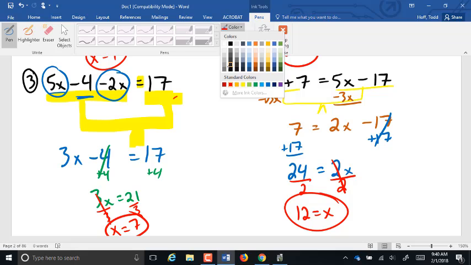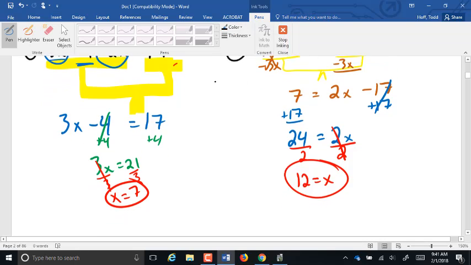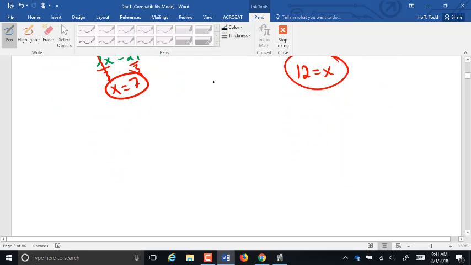Any questions? Okay. So our next step is to look at equations that look like this.